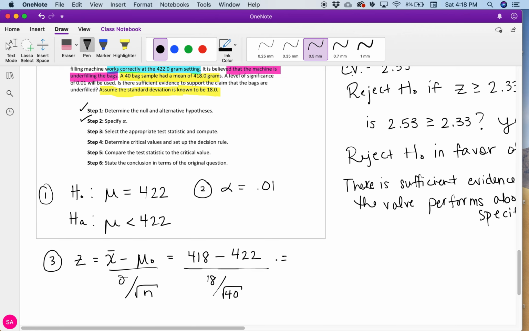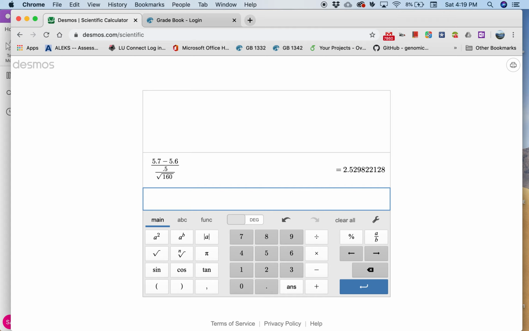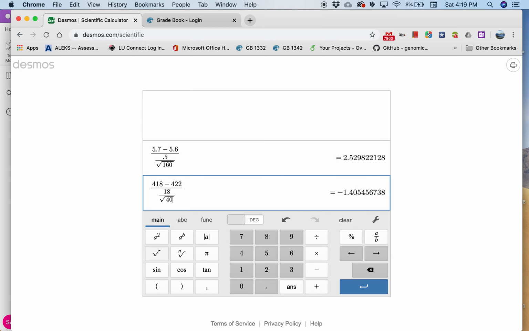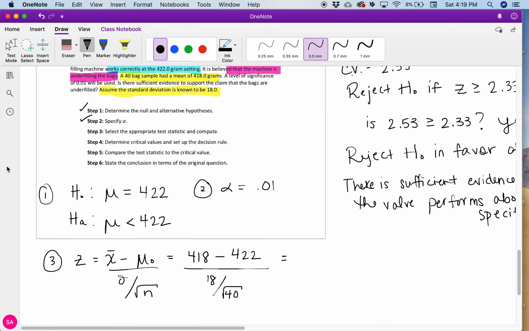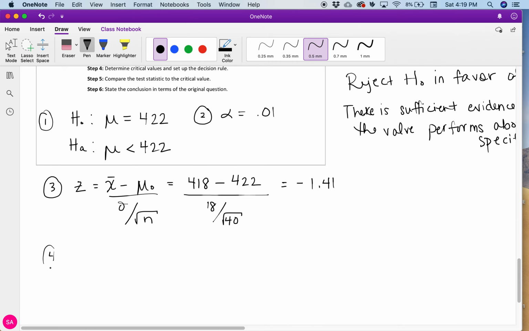So again, to double check and to make sure I get the correct value so I don't lead you astray, we are going to pop over to Desmos. So we had 418 minus 422, all of that divided by standard deviation of 18 divided by the square root of the sample size, which is 40. Now, once again, we got to round to 2 decimal places. Since we have a 5 in the third decimal place, we're going to round to negative 1.41. So negative 1.41.